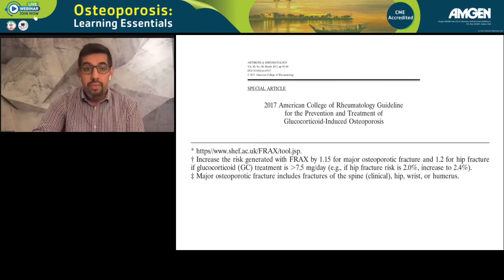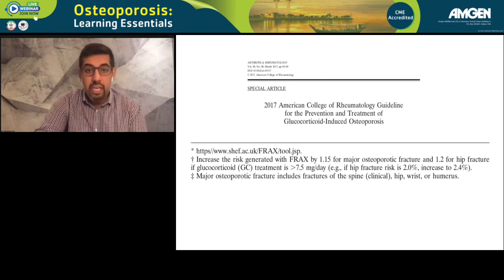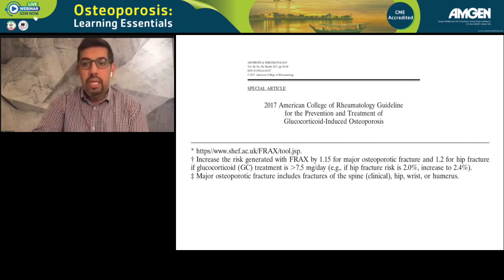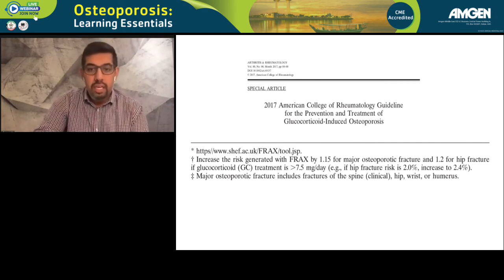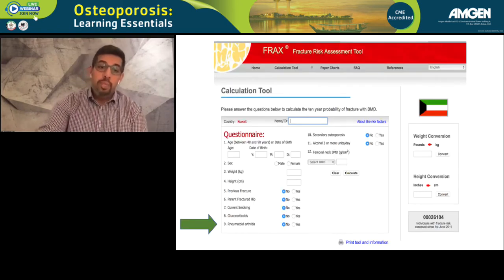And this is just to bear in mind, from the American College of Rheumatology guideline, that for patients who have been on steroids, the FRAX should be higher. If you calculate the FRAX, you have to adjust it for steroid and it will be higher. For example, if I calculated the hip fracture risk as 2%, it will be increased to 2.4%.